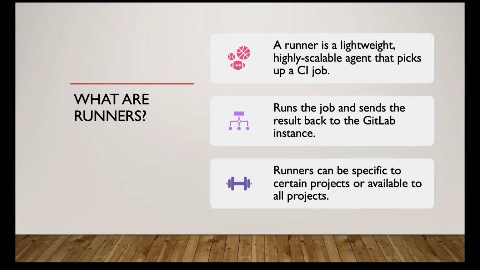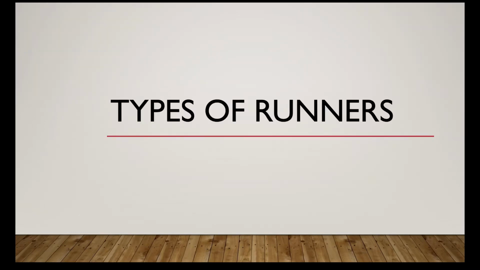So how many types of runners do we have? We have basically three types of runners. First is shared runners, then we have specific runners, and then we have group runners. Let's see what these runners are individually.